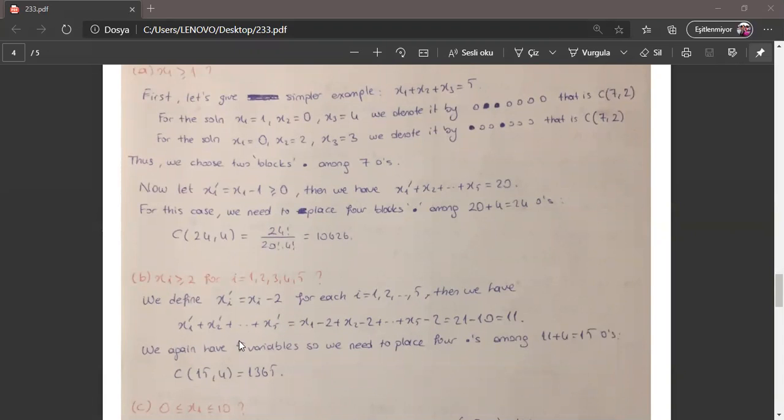So here we have this equation now. We know x1 prime is x1 minus 2, and for each one we write the definition of these variables. So we have 21 minus 10. Okay, we have 5 minus 1 minus 2, sorry. So we have 11. Remember, we have 5 variables, so we need to pick 4 blocks among 11 plus 4 zeros or empty blocks. So we have this combination.